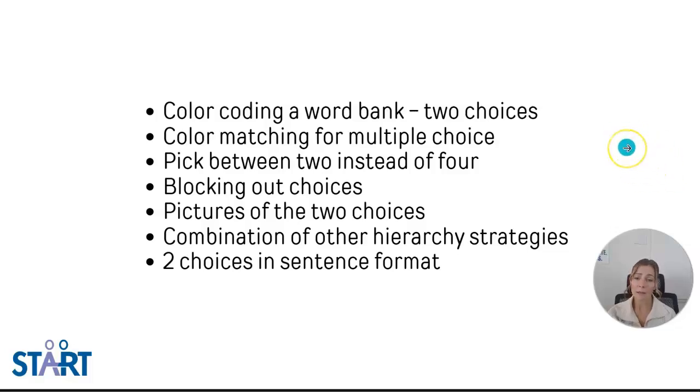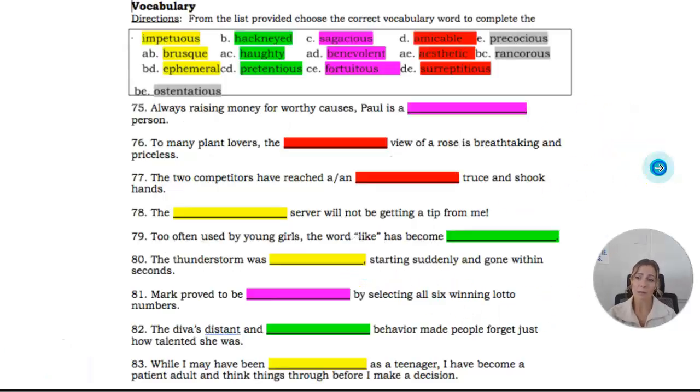Blocking out choices, that's such a quick and easy thing that we can do on the fly, one of those on the fly supports. Putting pictures of the 2 choices, so providing a visual and making it just 2 choices for them. A combination of all those other strategies, and then 2 choices in sentence format.